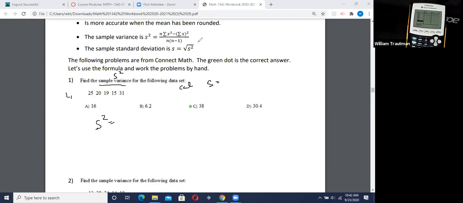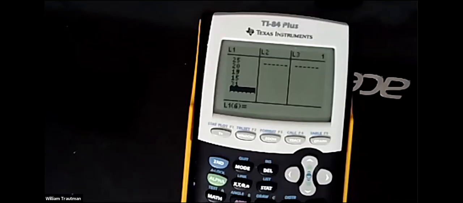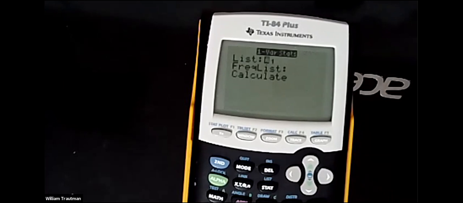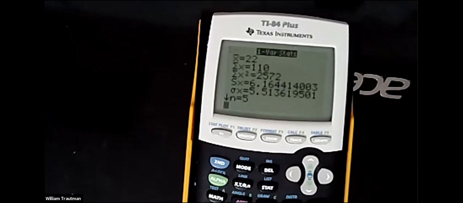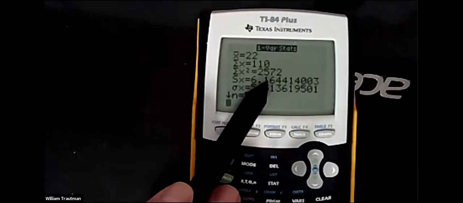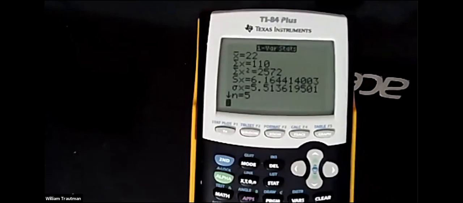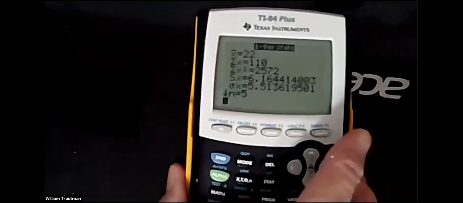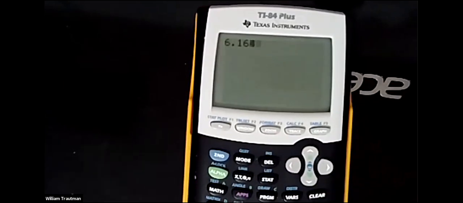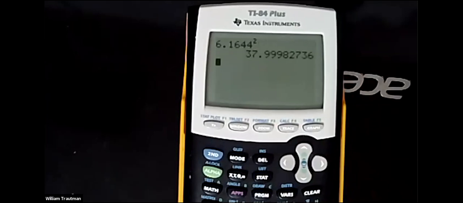So sample variance: stat, calculate, 1-Var Stats. We're doing list 1. And my sample standard deviation is 6.16. I take it to 4 decimal places, so 6.1644. I'm just going to clear it, take 6.1644, and then I'm going to square it. That's what I get.